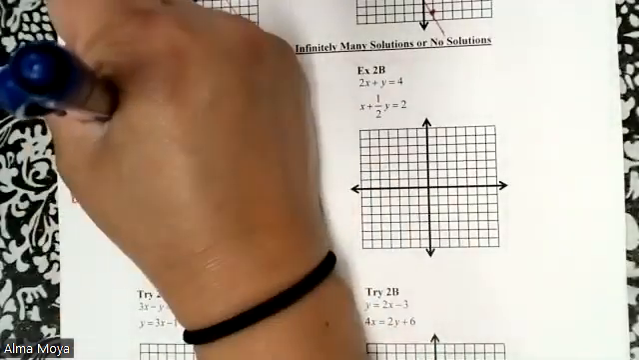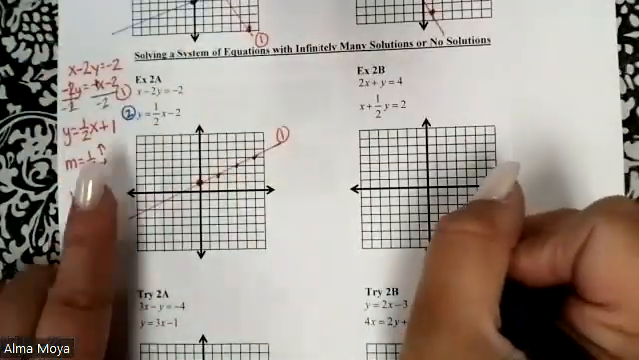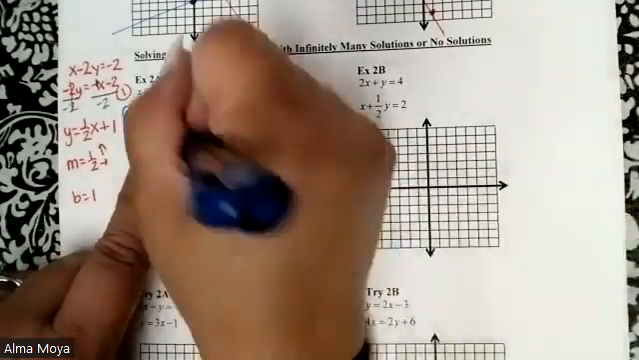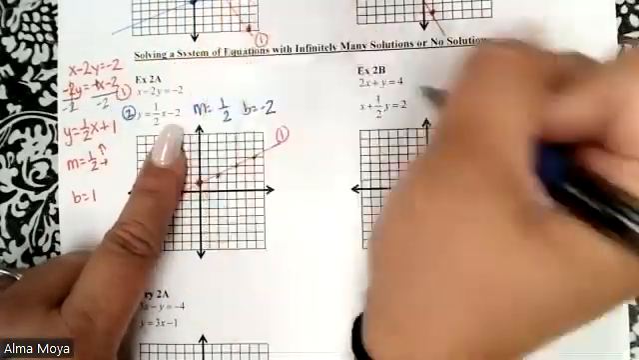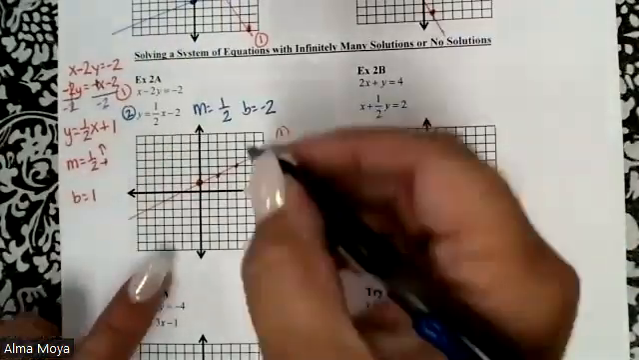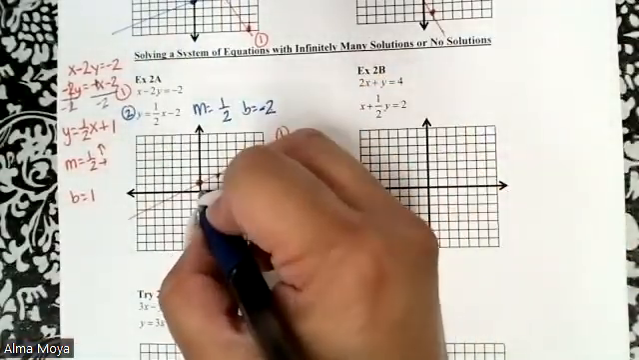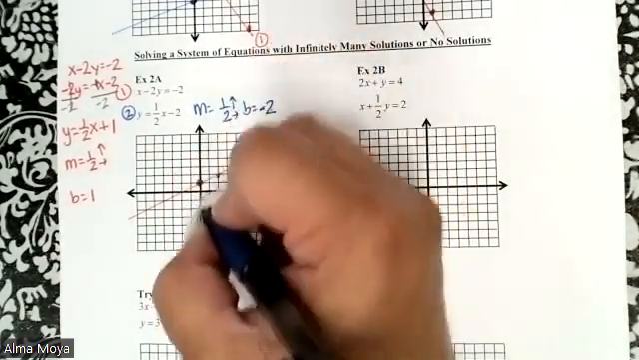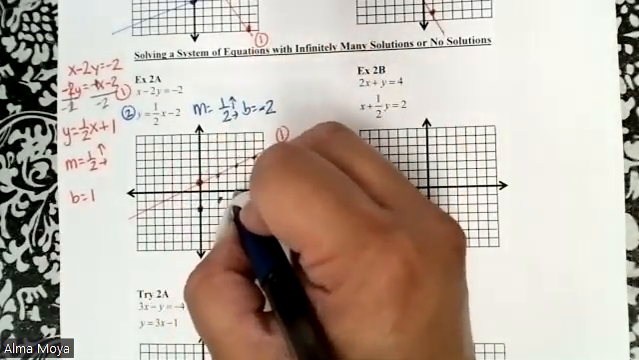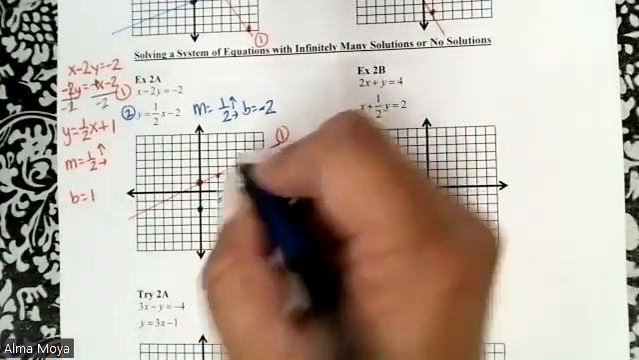Equation 2 is already solved for. So that says y equals, right here, the m is going to be 1/2. The b is going to be -2. So your y-intercept is going to be at -2. Slope is going up 1 over 2. So up 1 over 2, up 1 over 2, up 1 over 2.